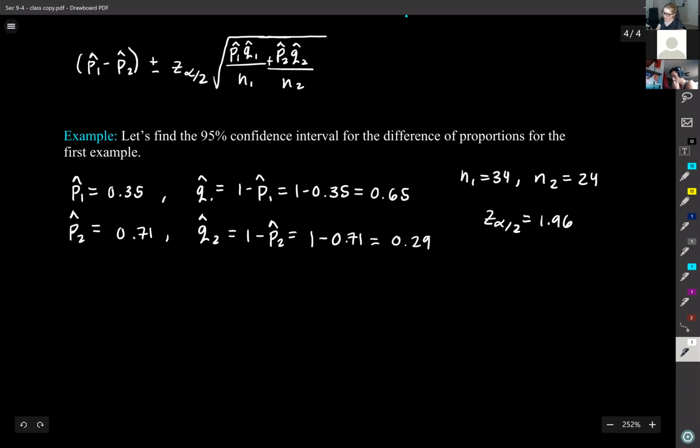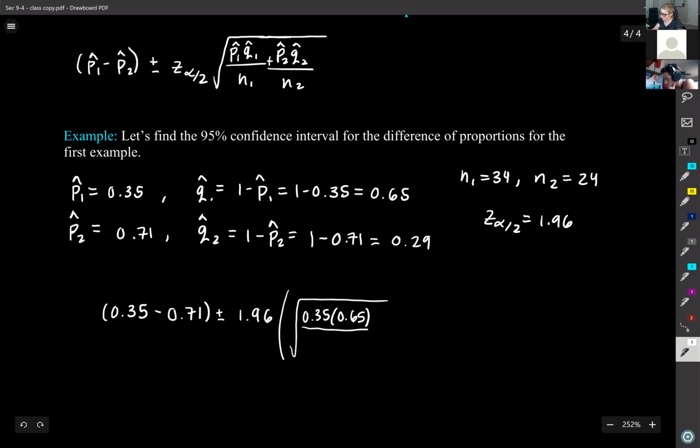Okay, let's put everything together. So we have P1 hat, which is 0.35, minus P2 hat, which is 0.71. And then we add to it our Z multiplier of 1.96 times the square root of 0.35 times 0.65 all over 34, and then 0.71 times 0.29, oops, sorry, over 24.